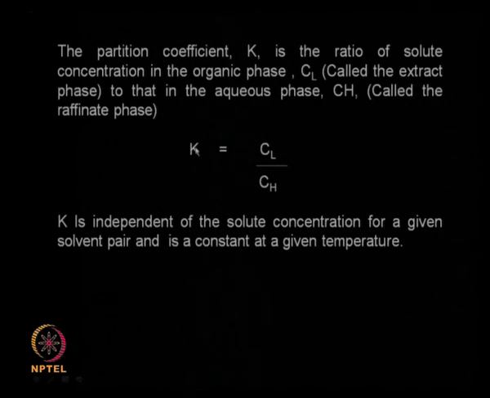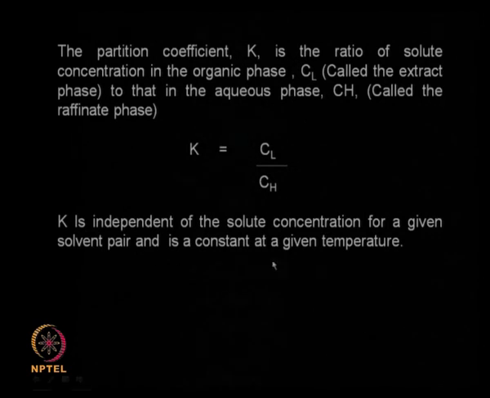K is the ratio of the solute concentration in the organic phase divided by the concentration of the solute in the raffinate phase. So generally the concentration in the solvent phase will be very large, so K will be much greater than 1. The higher the value of K, the more efficient your extraction process is.